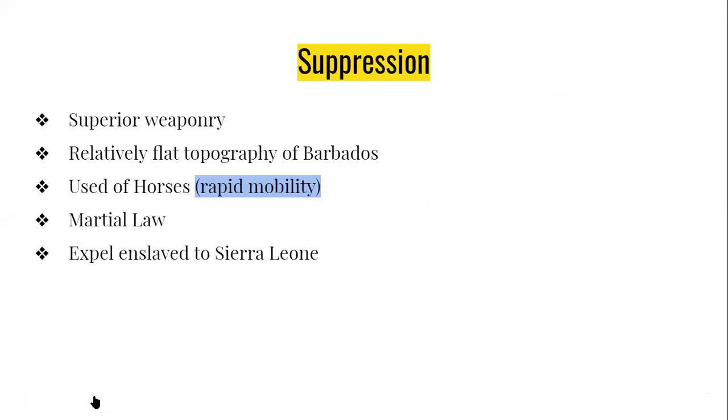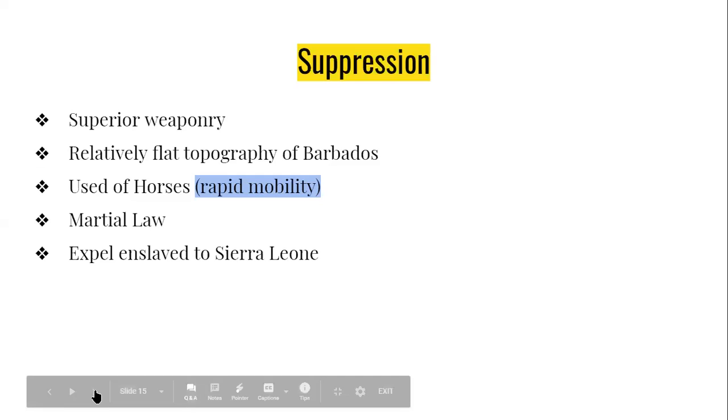But the slaves, however, did not have the advantage, as they're more prone to be free in mountains and mountainous ranges. But as I said before, the topography in Barbados is flat. Also, majority of the slaves were expelled to Sierra Leone as punishment.